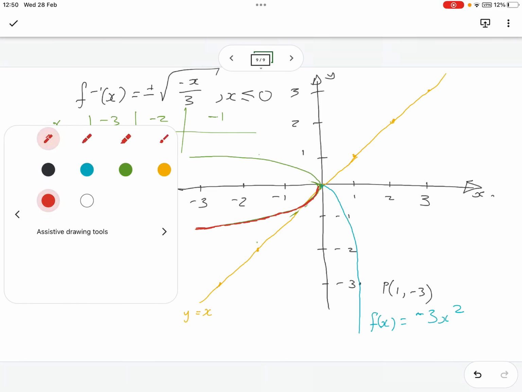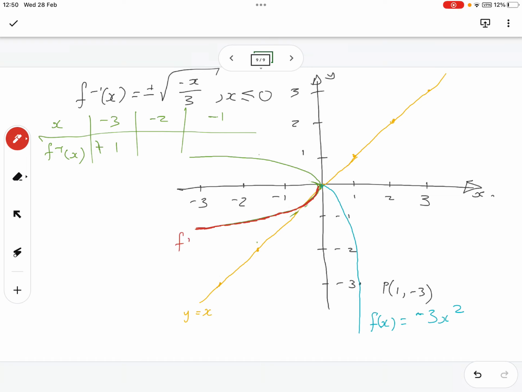Anyway, I'm gonna do the red f of x. F inverse of x is negative root of negative x over 3, and then the green would be f inverse of x is positive root of negative 3 over x, and then the blue, we've got that sharp. So now we are to answer the question, right? We are looking for coordinates symmetrical to the point P about the line y equals x.